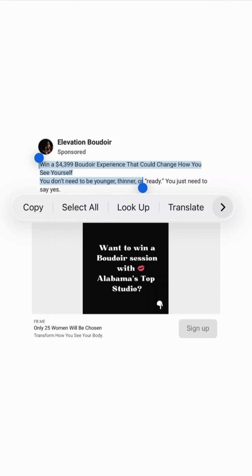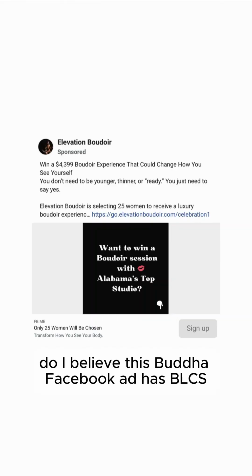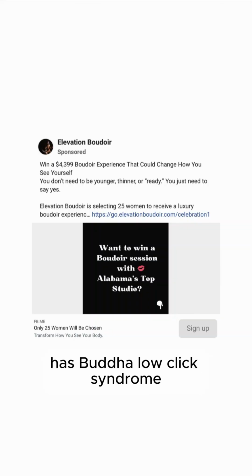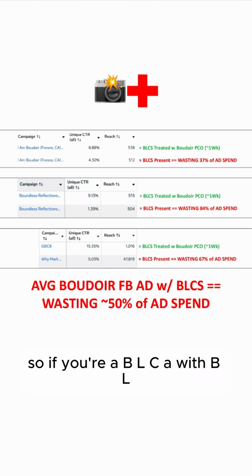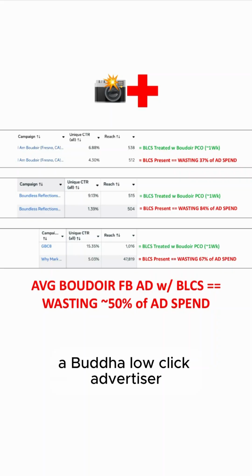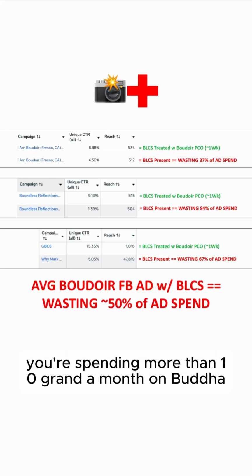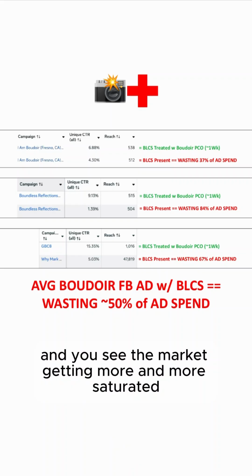Now, looking at everything all together, do I believe this Boudoir Facebook ad has BLCS, has a unique CTRL under 6%, has Boudoir low click syndrome? Yes, I do. So if you're a BLCA with BLCS, a Boudoir low click advertiser with Boudoir low click syndrome, unique CTRL of your Boudoir Facebook ads under 6%, and you're spending more than 10 grand a month on Boudoir Facebook ads, and you see the market getting more and more saturated.